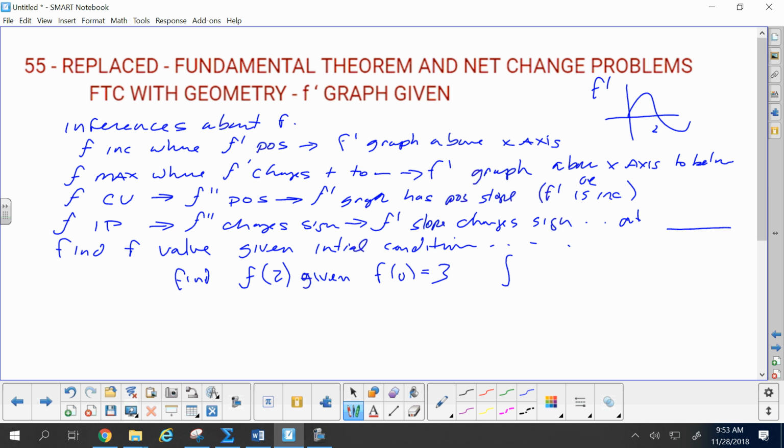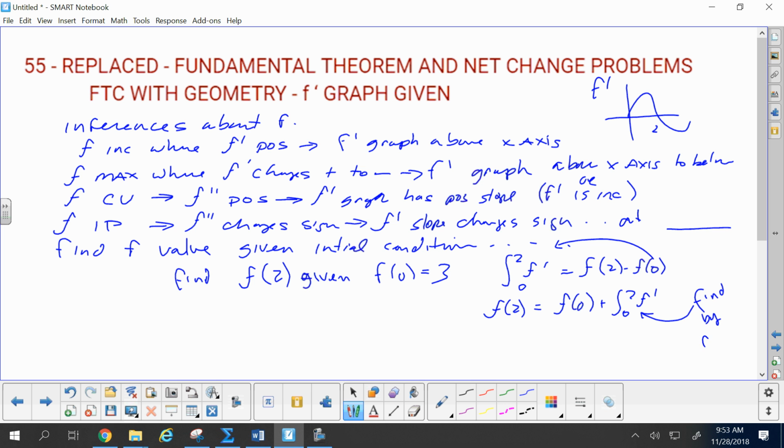I relate these two, 0 to 2 of f prime. By fundamental theorem, doesn't a definite integral mean you take the antiderivative, which is f, at the upper minus the lower? So isn't this equivalent to f at 2 minus f at 0, right? I would then isolate what I want. I want f at 2, so if I move f at 0, f at 2 is f at 0 plus the integral from 0 to 2 of f prime. Then I would usually find this by geometry. Or sometimes they'll just give it to you.